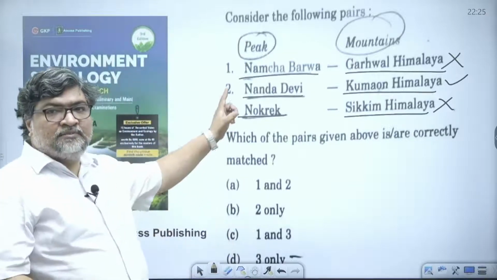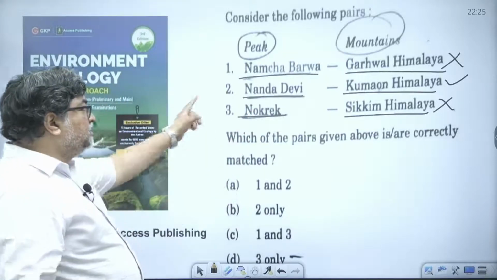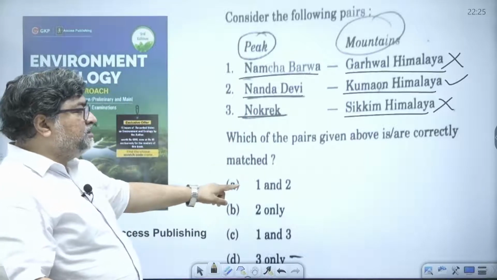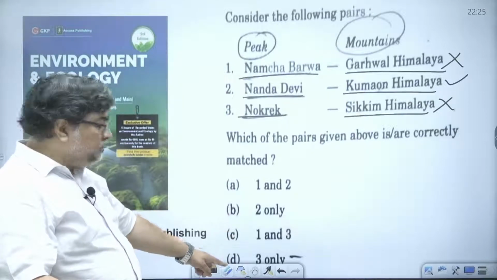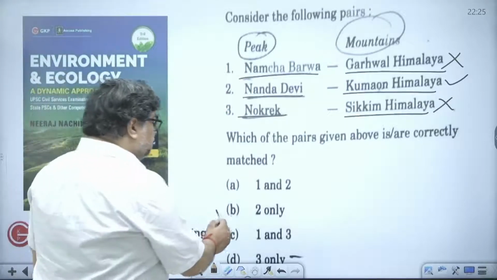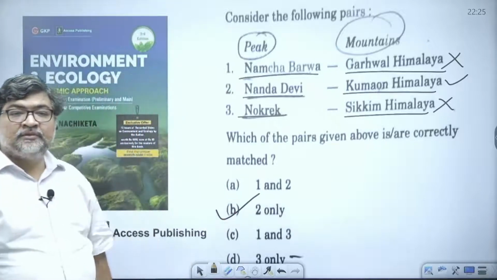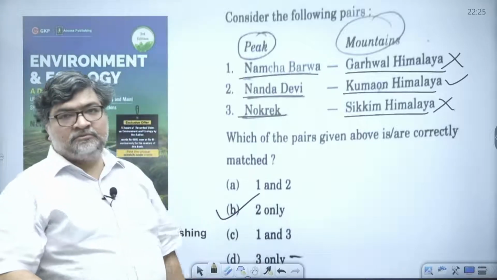So here the correct pair is the one only. That is a two only. So which of the pairs above is correctly matched? 1 and 2, 2 only, 1 and 3, and 3 only. So the answer here is B, 2 only. This is given in the textbook there, 2 only is the answer.